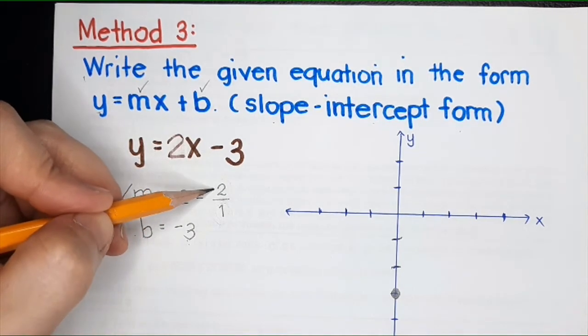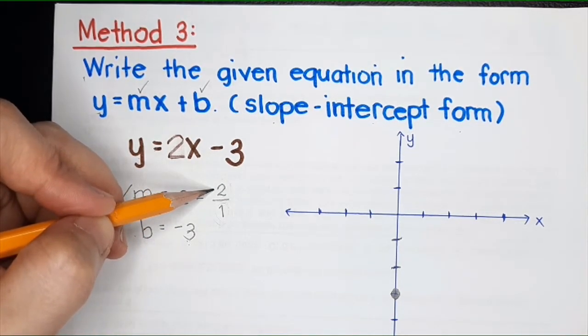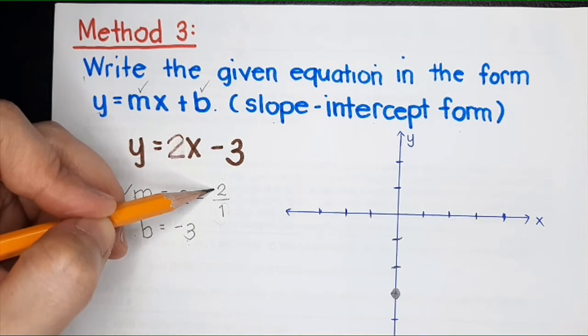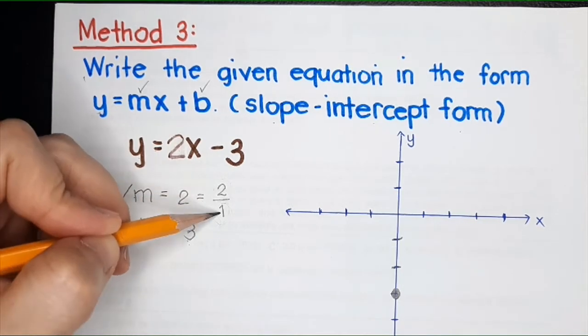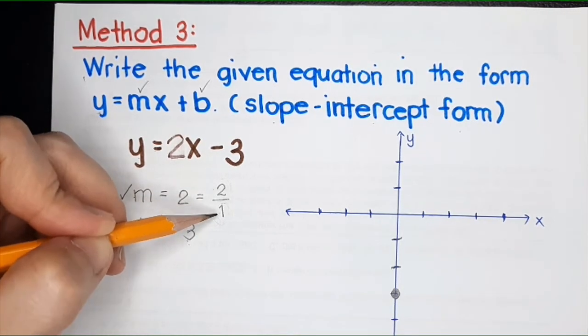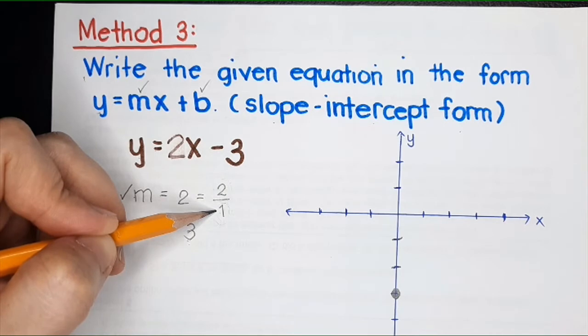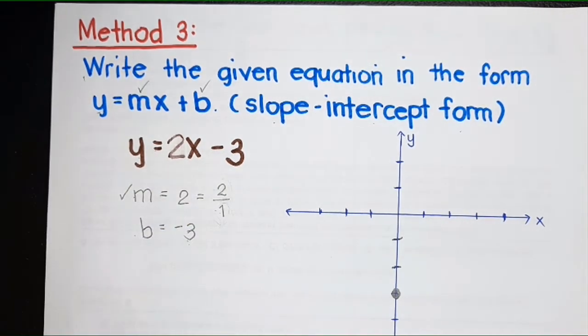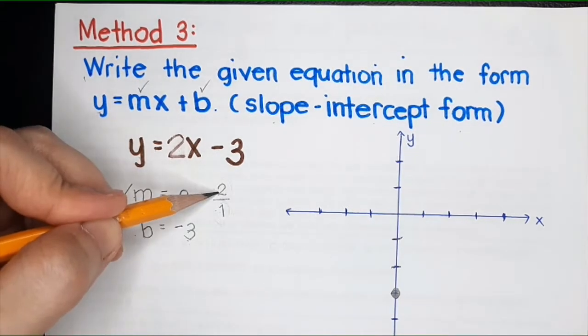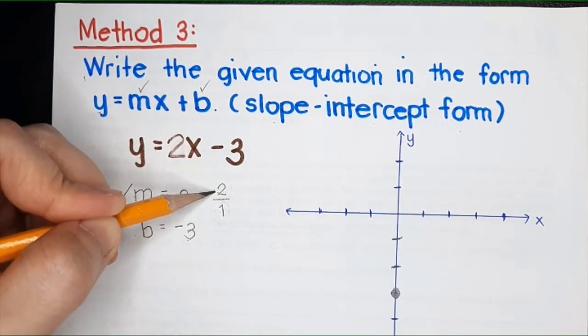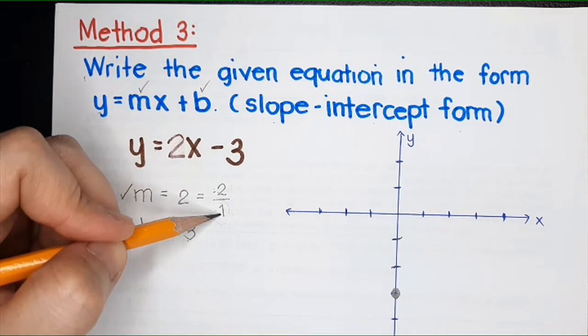Okay? If it's positive, you move upwards. Okay? Of course, if it's negative, you move downwards. Dito naman sa ilalim, sa denominator, if you have a positive number, you move to the right. Okay? If you have a negative number in the denominator, you move to the left. Okay? Anong ibig sabihin nun? Okay? So dito, you move 2 units upward. Right? And then, you go 1 unit to the right.